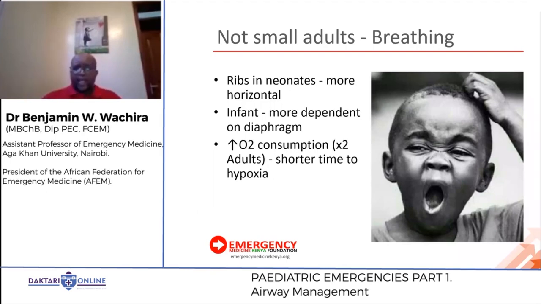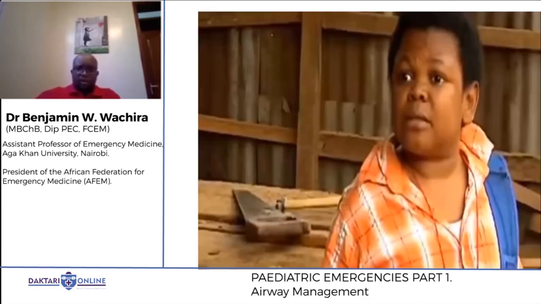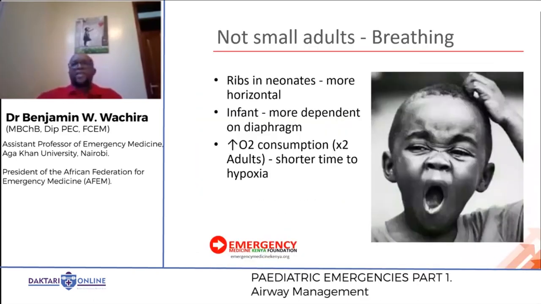Similarly, kids, again, have twice the oxygen consumption rate that an adult has. This is increased heart rate, increased basal metabolic rate, increased respiratory rate. All these factors put together push the child to having an increased oxygen consumption. Again, this becomes a significant thing because when your child starts desaturating, they go down fast.